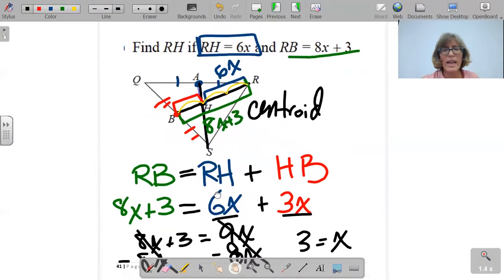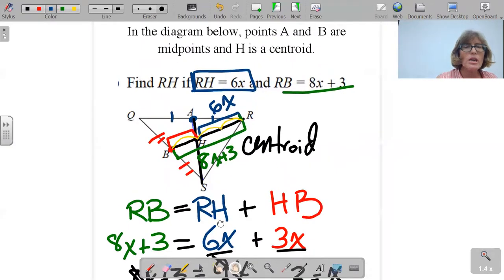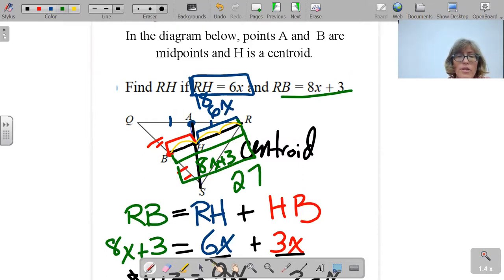Now, once you plug that in, let's see if it actually works. 6 times 3 would make this 18. 8 times 3 is 24 plus 3, which make this entire thing 27. And then half of 18 is 9. 9 plus 18 is 27. You're good to go.